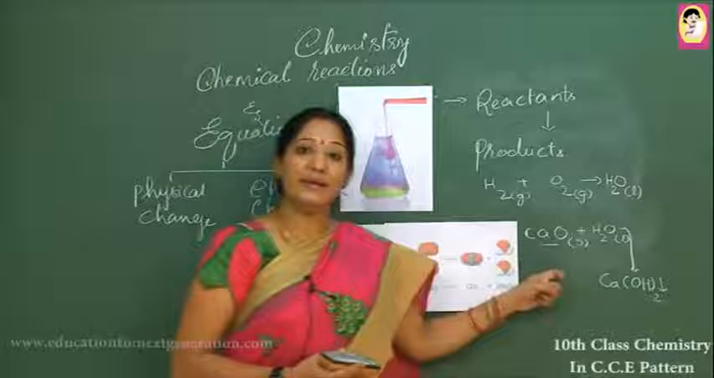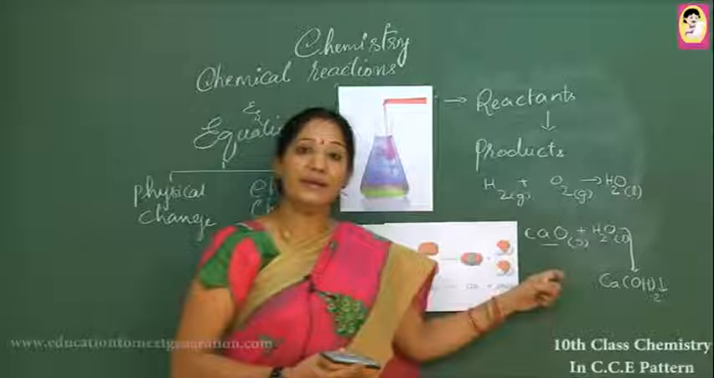Why 1 mole of calcium oxide? Because nothing is present in front of the calcium oxide. The coefficient is 1. And 1 mole of carbon dioxide means the coefficient is 1. So the overall reaction is calcium carbonate on heating gives rise to calcium oxide and carbon dioxide. The reactants and the products are separated by means of an arrow. The head part of the arrow is facing towards the product, and the tail part of the arrow is facing towards the reactant.